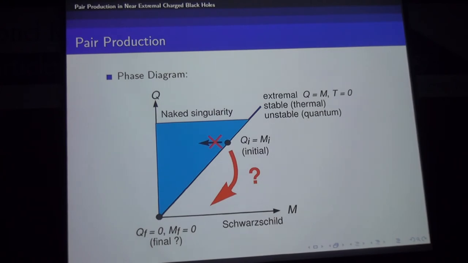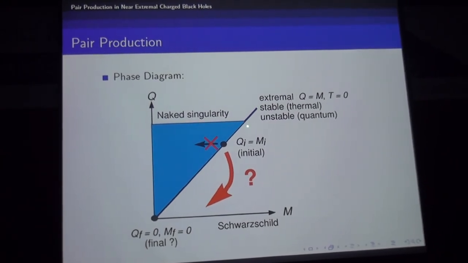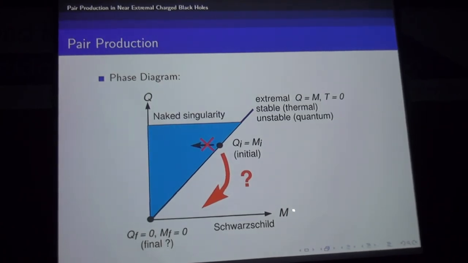If we consider the phase diagram, we only consider the near extremal case. Suppose this is the phase diagram for the black hole. This is the mass and this is the charge of the black hole. The extremal line means the mass equals the charge. So we consider only black holes in this region, near this line. We found that with pair production, the black hole will evolve in this direction, but not toward the naked singularity. So pair production really ensures the cosmic censorship conjecture. But of course, our analysis can only apply not far away from this extremal line.